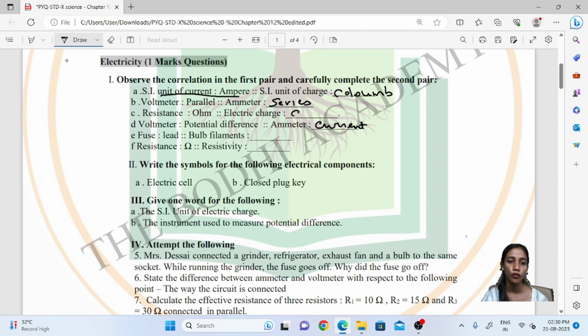Okay, now fuse, the material. Now fuse and lead is given. This means that the material used for making the fuse is lead. Okay, so what is the material used to make the bulb filaments? We have already discussed, and it is tungsten filament. Okay, now resistance, and this is the symbol of ohm, means it is talking about the SI unit of resistance. And in the second place we have the resistivity. So what is the SI unit of resistivity? It is ohm meter.